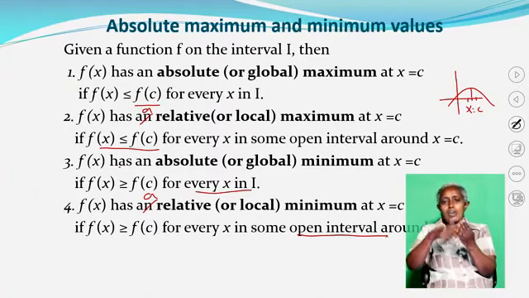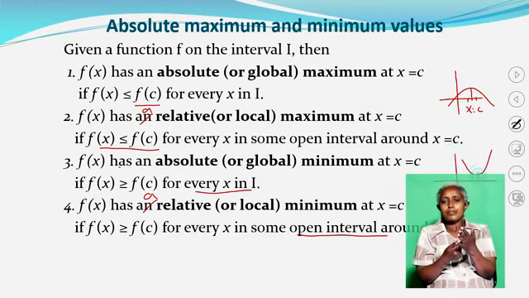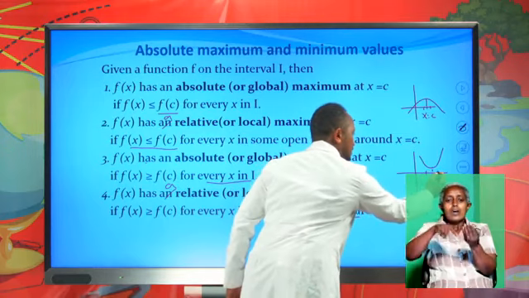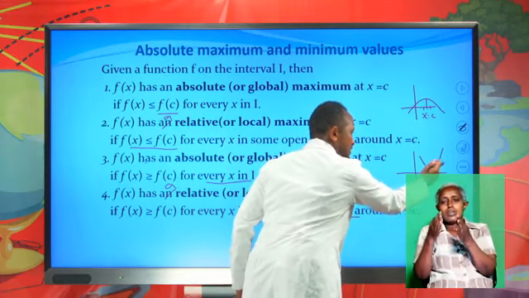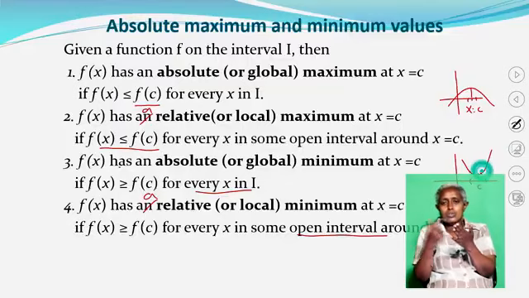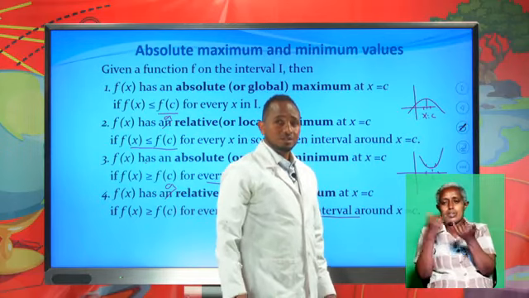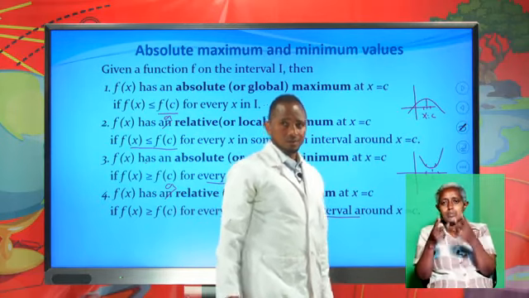This means, look, at this point c, around c, this f of x is smaller around this point, this value. We call this point a relative minimum point. Now, let's see an example for this concept.